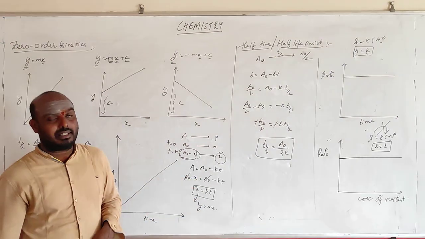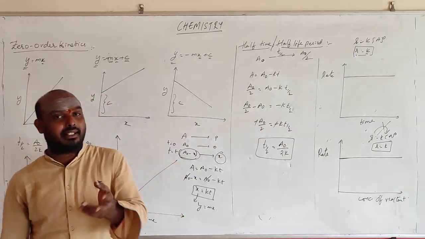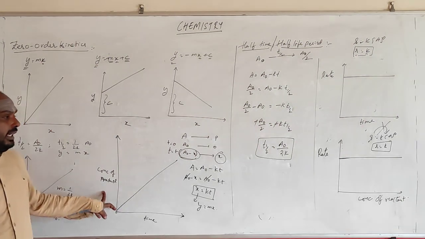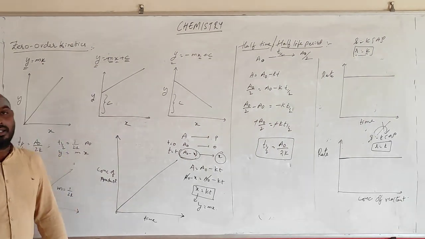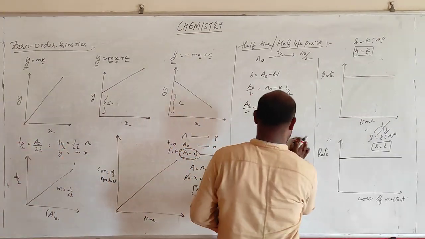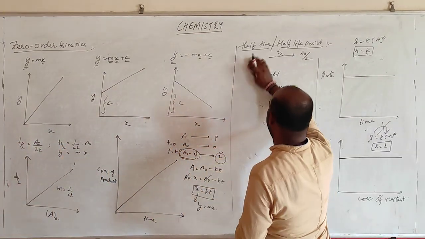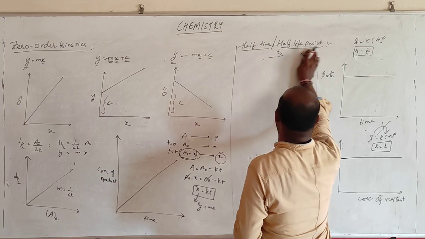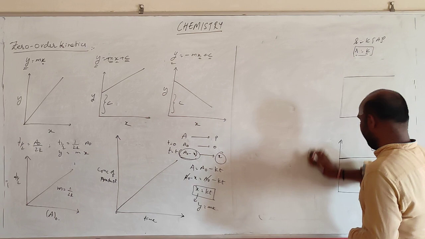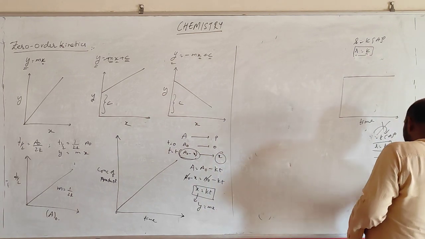A naught will be cancelled, minus will be cancelled, and x is equal to Kt. x is nothing but the concentration of the products, and t is the time. So it is like the graph passing through the origin, the concentration of products with respect to time. Suppose I want the graph between A, the remaining concentration, as well as t.